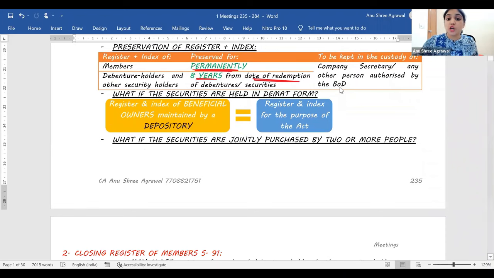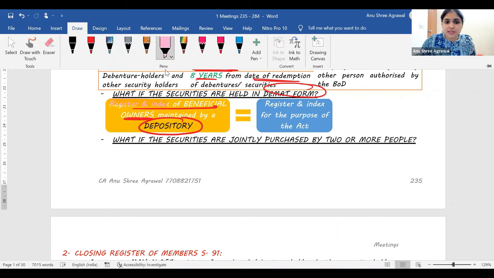Now, what if the securities are in DMAT form? If the securities are in DMAT form, then the company is not going to maintain any register. In that case, we will go to the depository. The depository will be maintaining a register of beneficial owners. The depository's register of beneficial owners, that itself will be considered as register for the purpose of the act. You need to remember the name of the register.